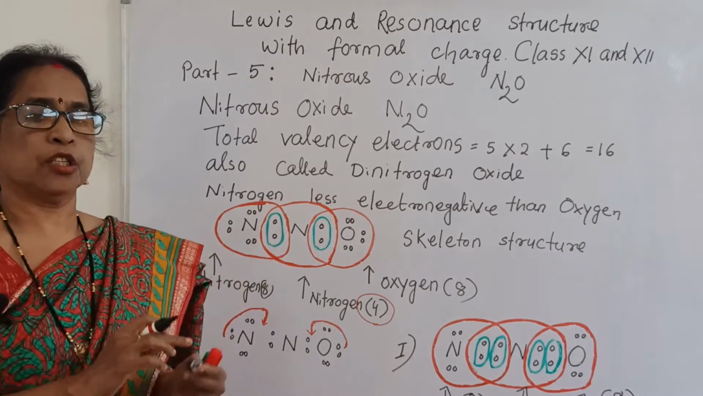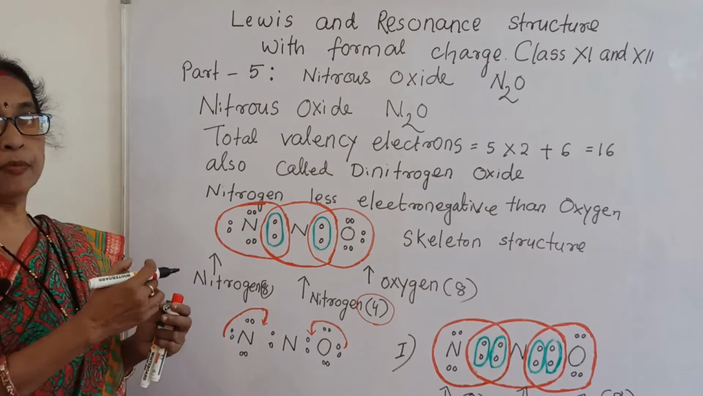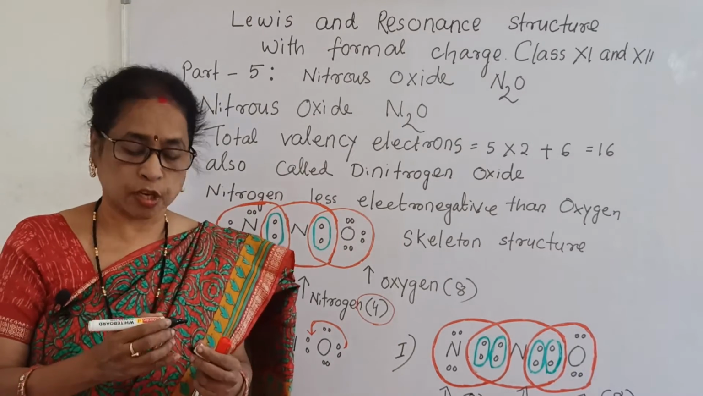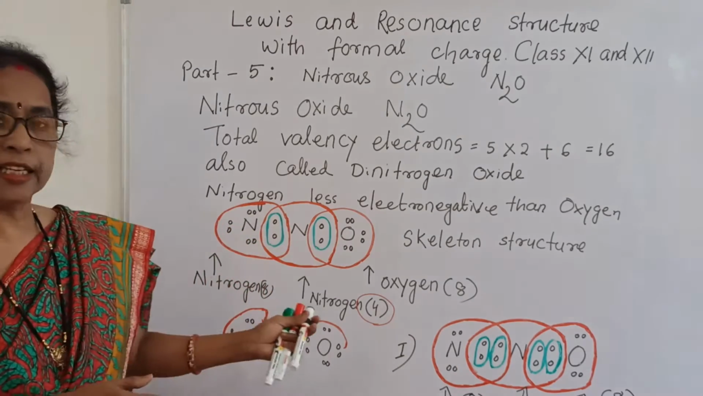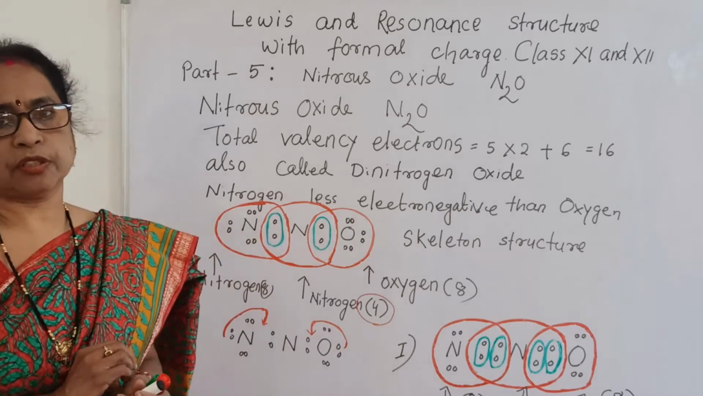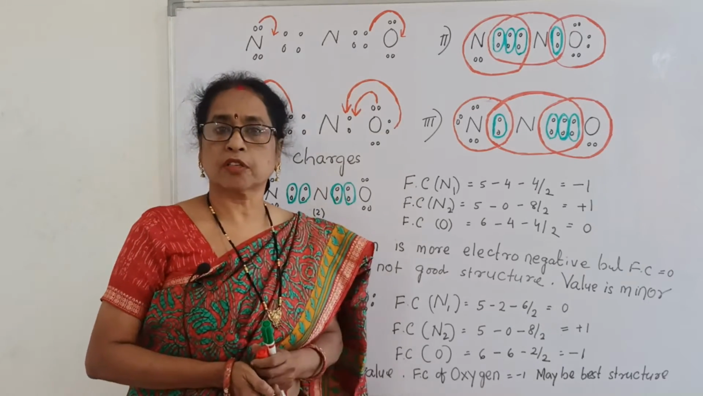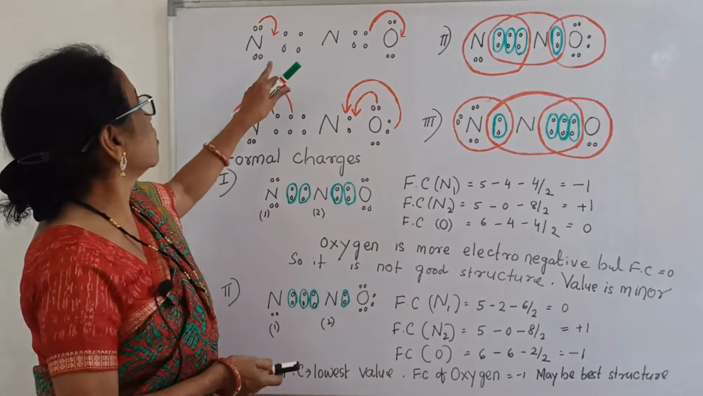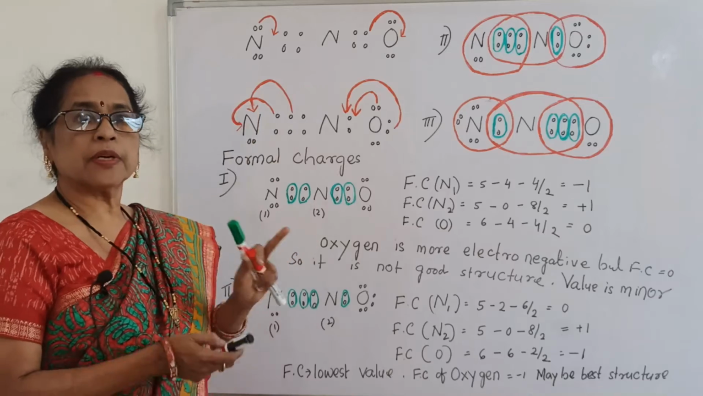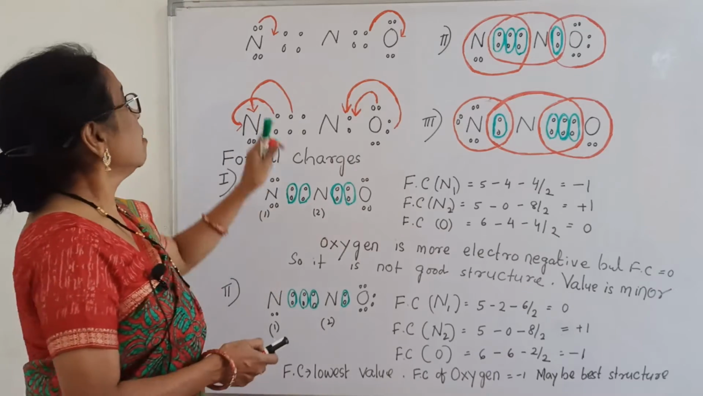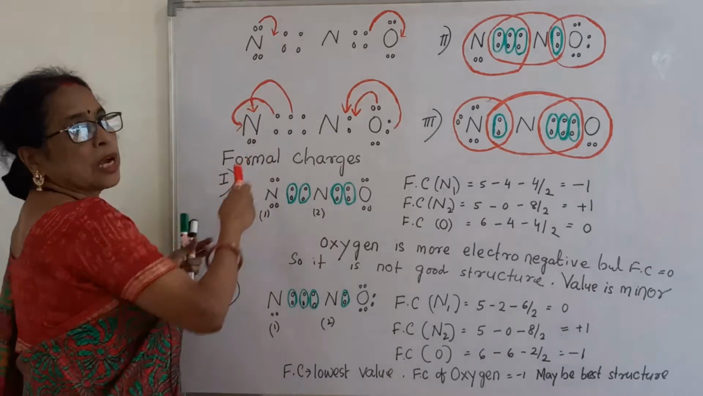And other structures, if possible, we will try and write, and after that we will find which is the best Lewis structure with the help of formal charge. Now we will check the next Lewis structures. Now we will find the second Lewis structure. In the first Lewis structure, you can see the transfer of electrons can take place from this nitrogen to the middle nitrogen.